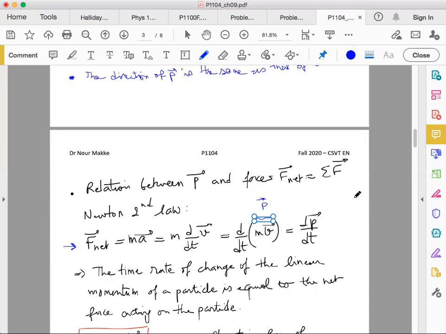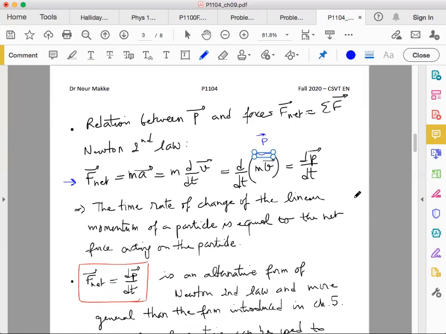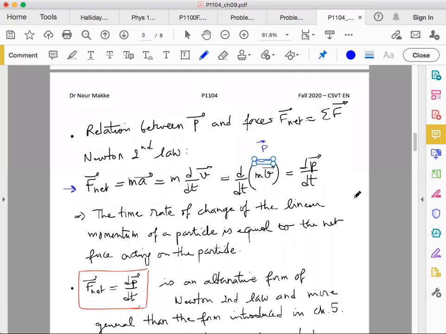Which is equivalent to Newton's first law in terms of the sense of this equation, and also equivalent to Newton's second law. So we can say always that F net equals dp/dt is an alternative form of Newton's second law in its classic form, which is given by F net equals ma.